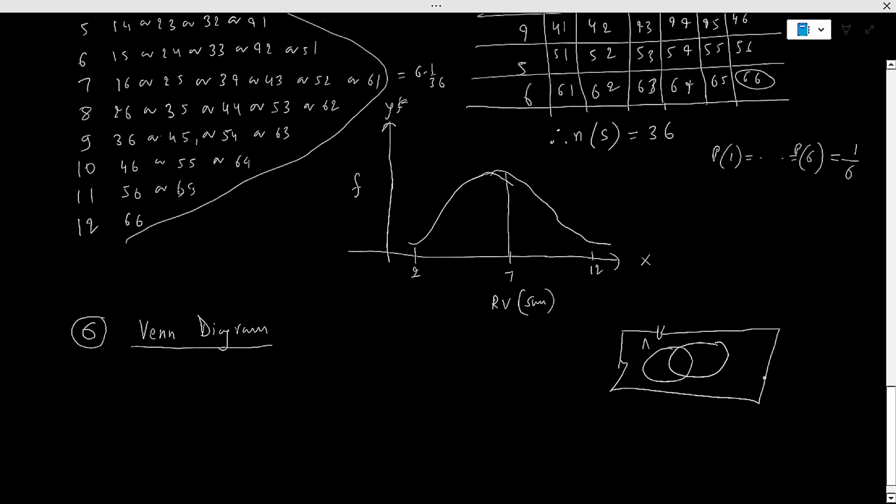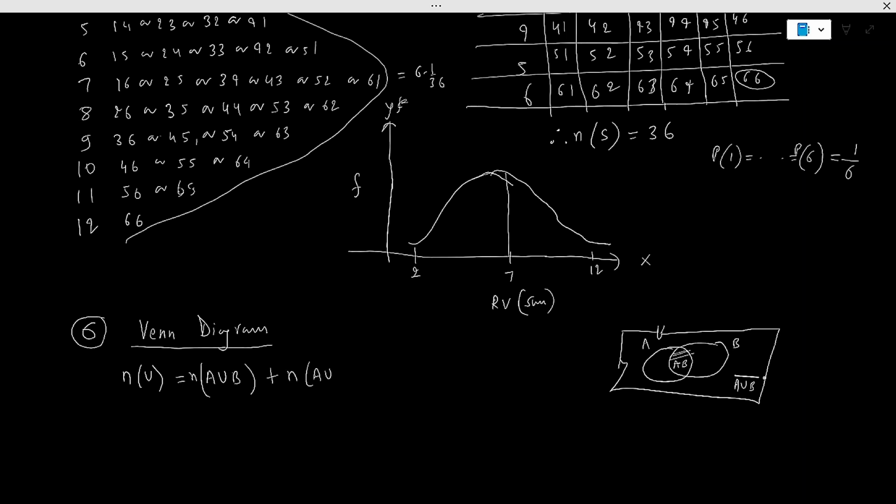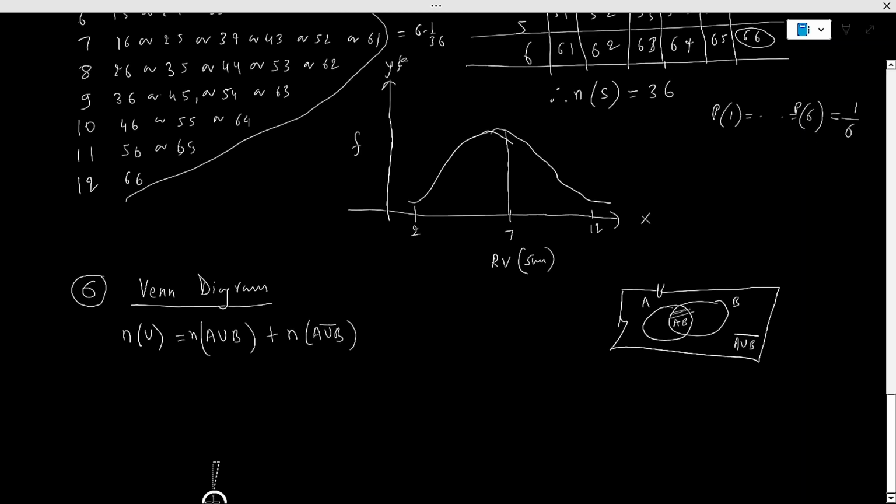They are not mutually exclusive because we have the common region represented by AB, and the region that does not belong to A union B, but is part of the universal set, is represented by A union B complement. It is quite obvious from the Venn diagram that the universal set constitutes the region A union B, the entire region covered by A and B, and then the region that does not belong to A union B, meaning thereby A union B complement. So the cardinal number of U is equal to the cardinal number of A union B plus the cardinal number of A union B complement.